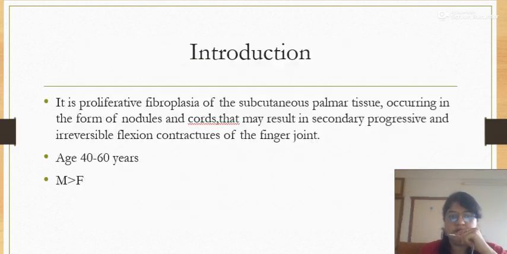So coming on to the introduction, it is the proliferative fibroplasia of the subcutaneous palmar tissue occurring in the form of nodules and cords that may result in secondary progressive and irreversible flexion contractures of the finger joint. The age group is approximately 40 to 60 years and males are more involved than females.